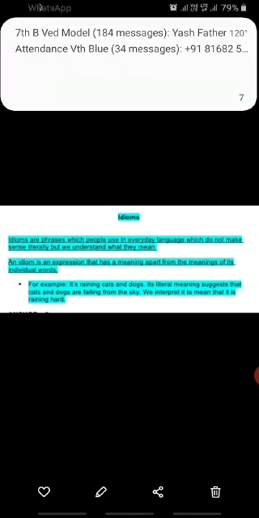Today we will clear the concept of idioms and proverbs. Now, basically, what is the difference between idioms and proverbs? So, idioms here. Idioms are phrases which people use in everyday language, which do not make sense literally, but we understand what they mean. That means we have to understand what is the meaning of that idiom.